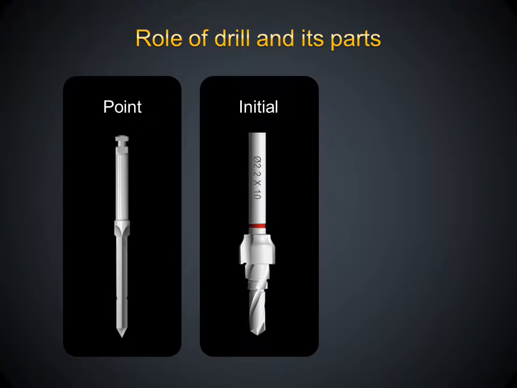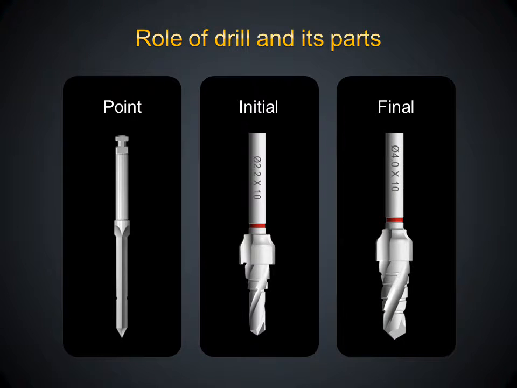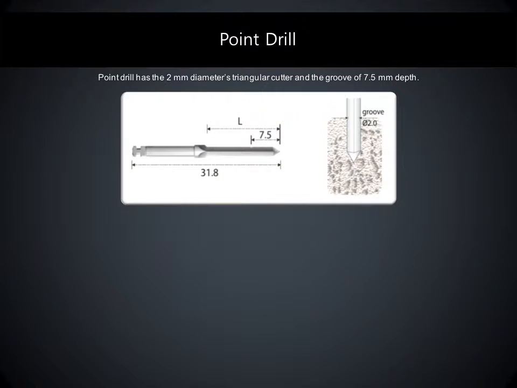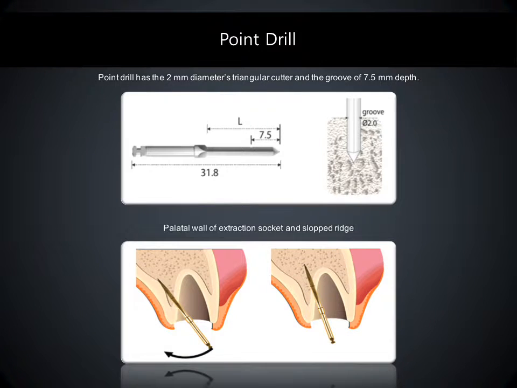The role of the drill and its parts, for the point drill, initial drill, and final drill, will be described. The point drill has a 2 mm diameter triangular cutter and an index line at the 7.5 mm step. To avoid slipping of the drill tip, the point drill is started in a perpendicular orientation on the sloped surface and rearranged to the path of the fixture in drilling mode.